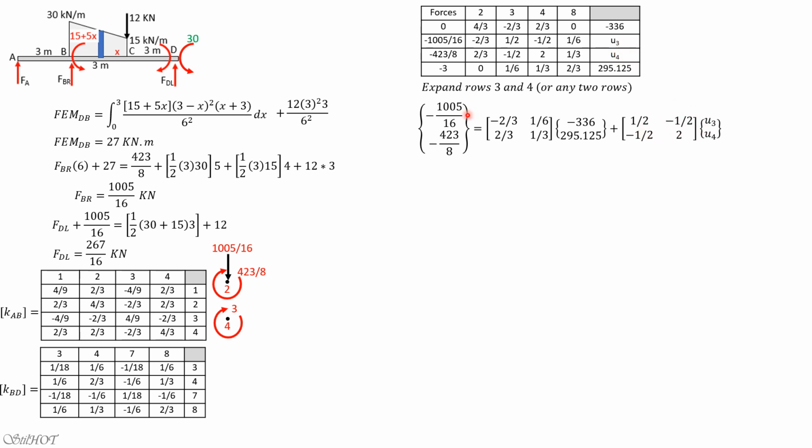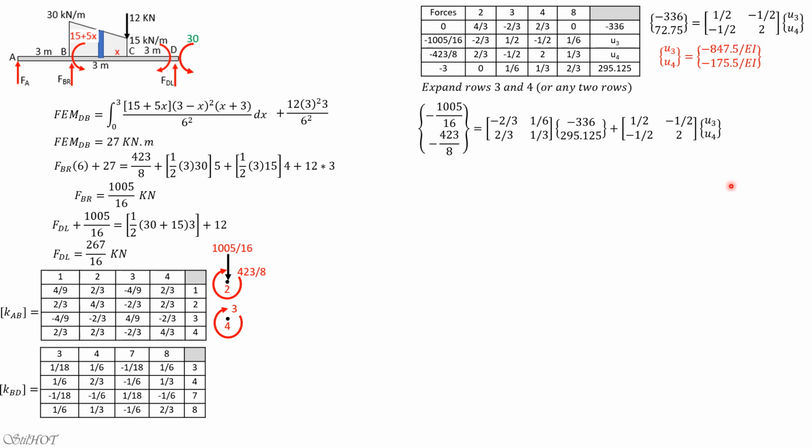So negative 1005 over 16 minus negative 2 thirds times negative 336 minus 1 sixth times 295.125. Then here, negative 423 over 8 minus 2 thirds times negative 336 minus quantity 1 third times 295.125. The result is negative 336 and positive 72.75 times this matrix here. Since this is 2 by 2, you can easily compute U3 and U4, corresponding to delta B and theta B.